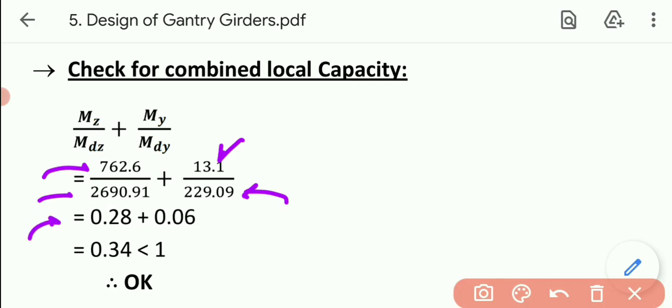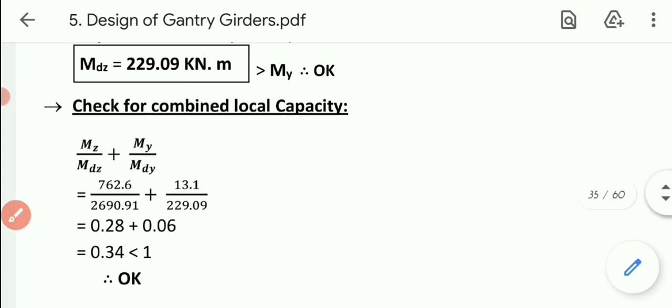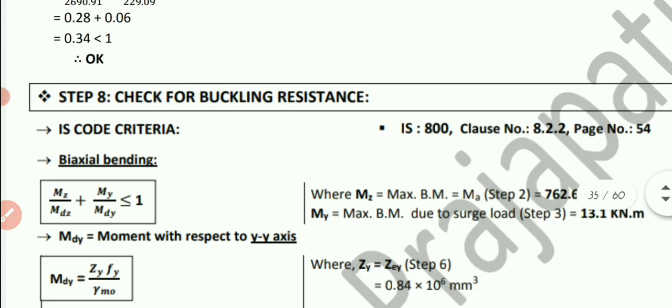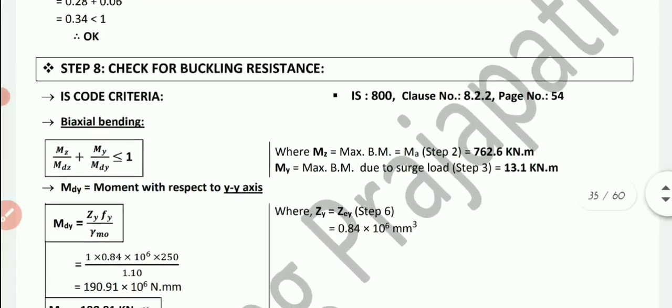So ultimately I will get the answer 0.28 plus 0.06. So ultimately answer is 0.34, which is less than 1. Hence, okay, our condition is getting satisfied. So that's step number 7 for us. Right? Now going to the next check, that is step number 8. Check for the buckling resistance.